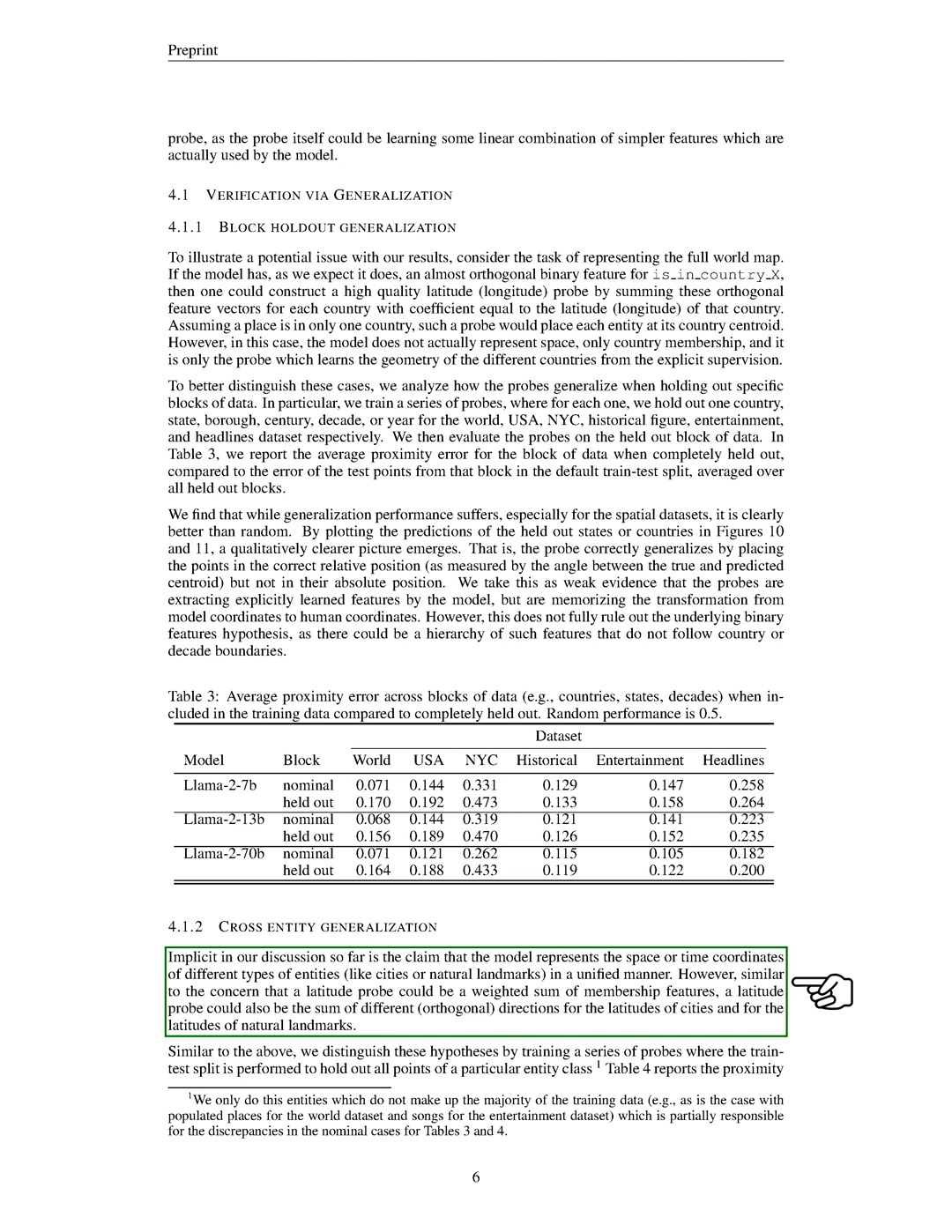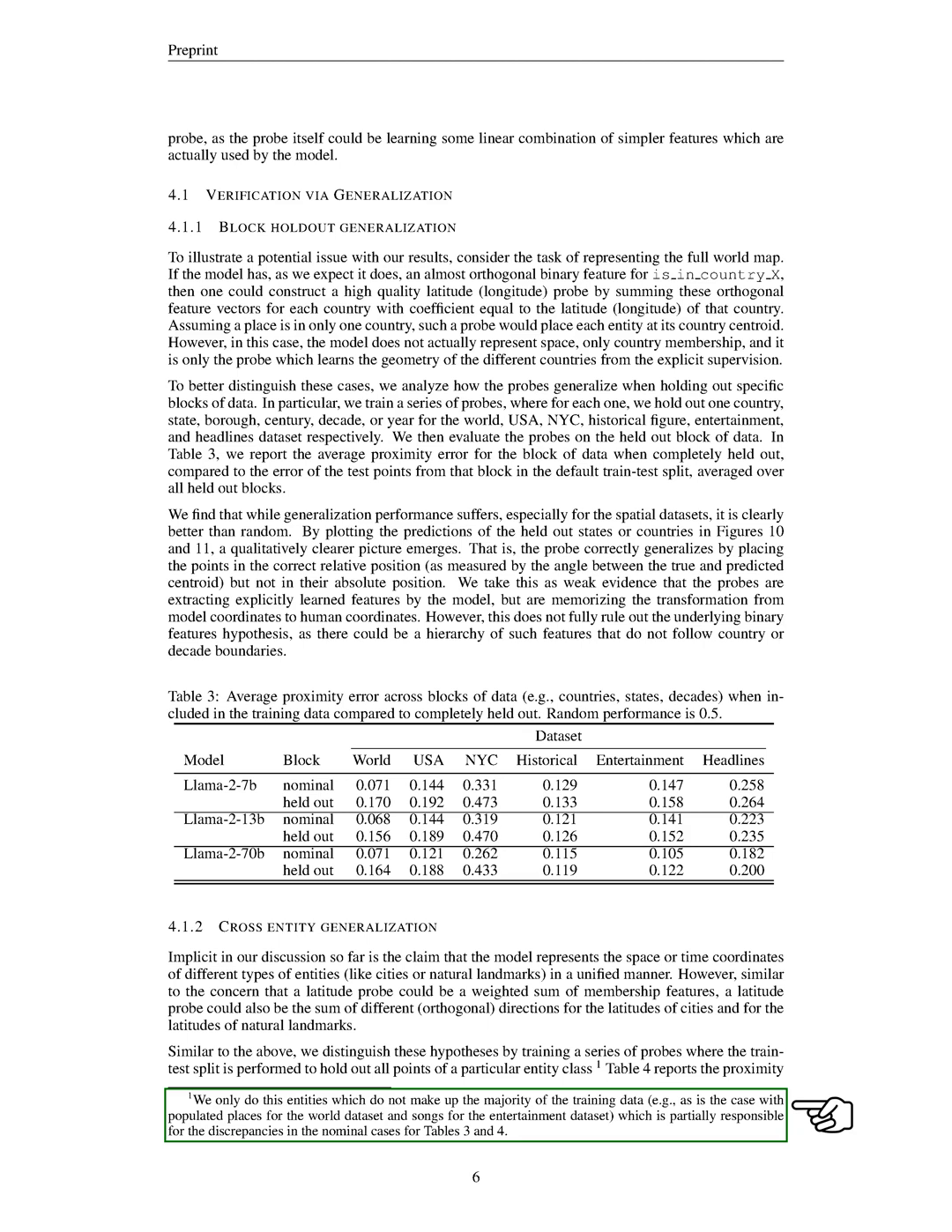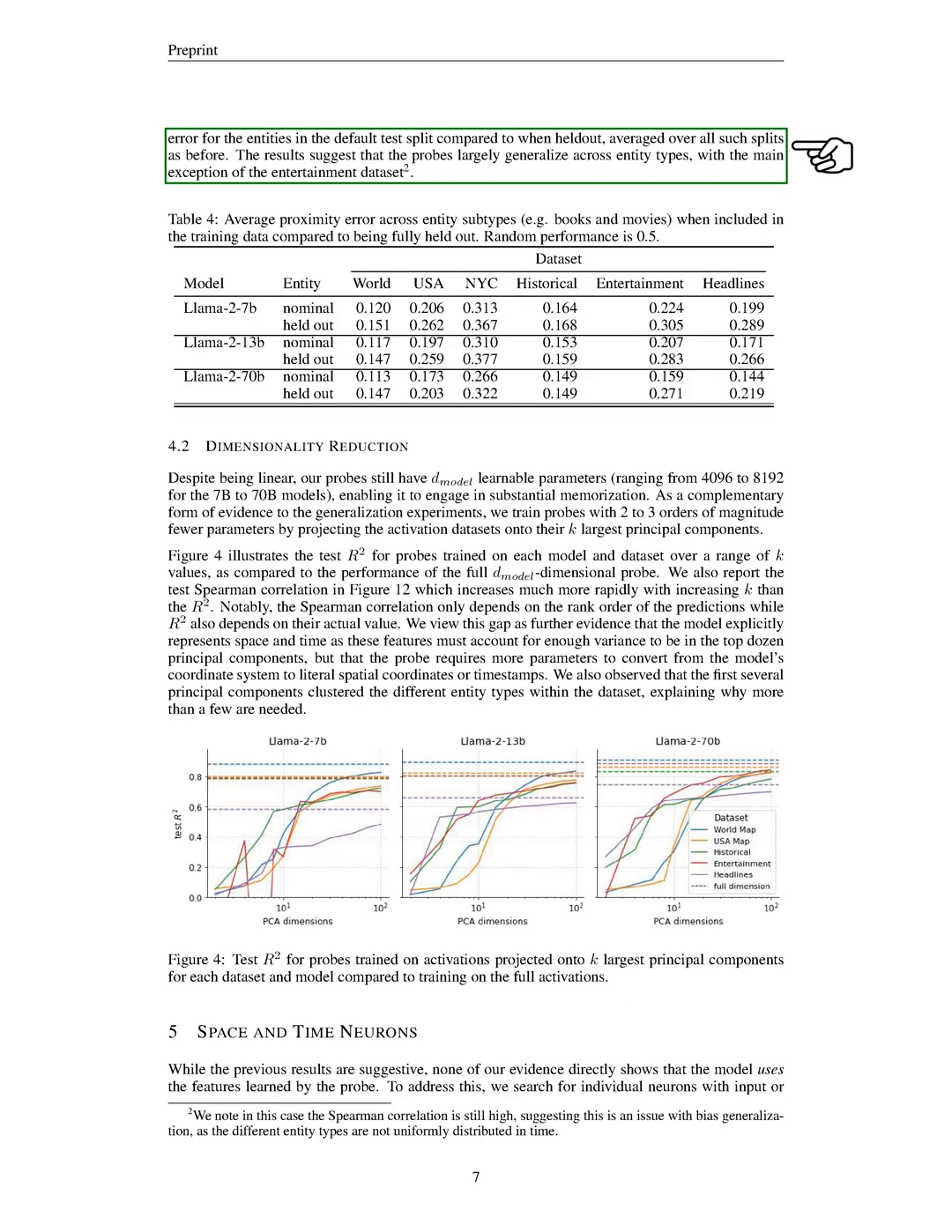We've been assuming that the model represents the space or time coordinates of different types of entities in a unified manner. However, a latitude probe could also be the sum of different directions for the latitudes of cities and for the latitudes of natural landmarks. We distinguish these hypotheses by training a series of probes where we exclude all points of a particular entity class. The results suggest that the probes largely generalize across entity types, with the main exception of the entertainment dataset.